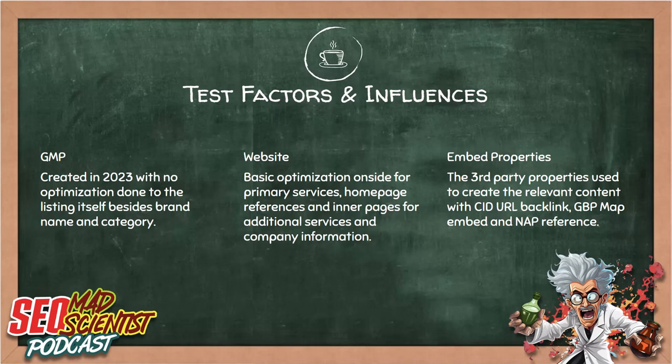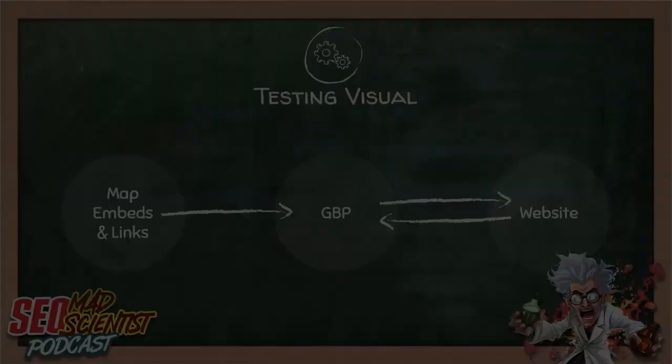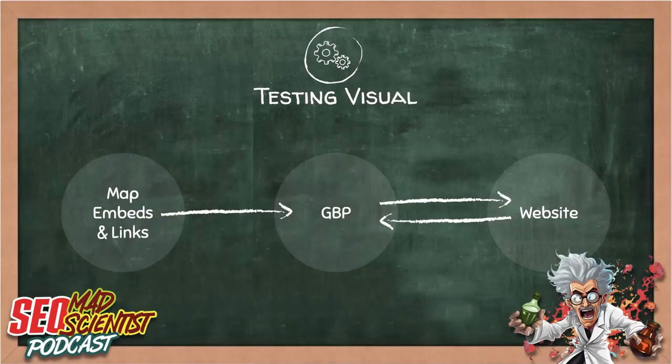Now, the GMB GBP has been set up earlier last year, along with the website being attached to it. So ratings had settled, and we had gotten a pretty steady baseline before going ahead and starting this test with the Google Business Profile Map Embeds. So a good visualization of what we're talking about here.